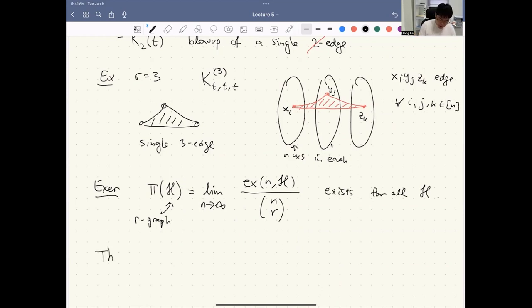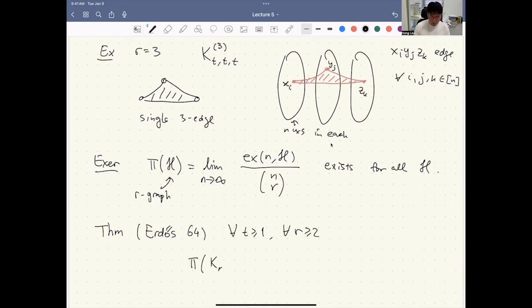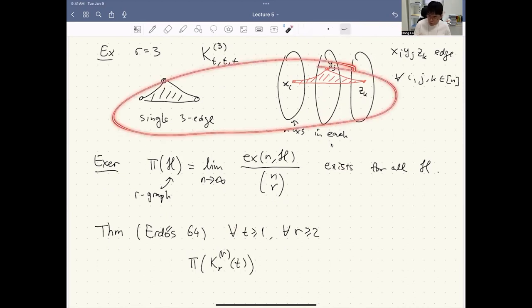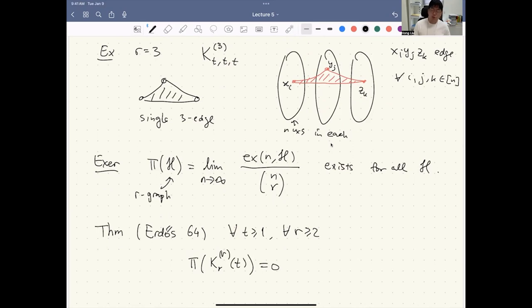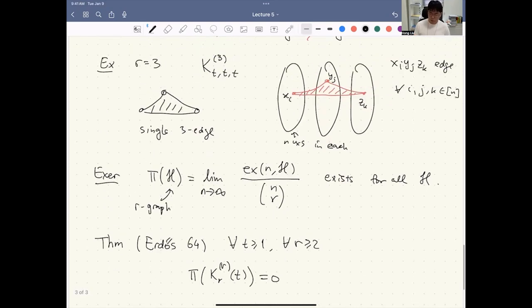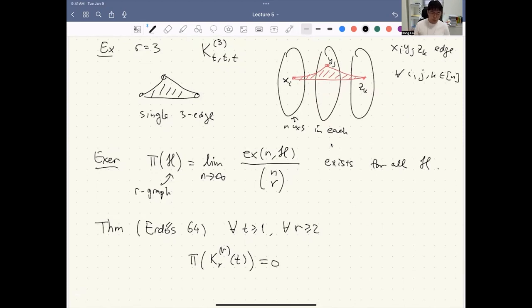Second of all, the generalization is this one. This is a theorem of Erdős back in the 60s, who proved that for every t at least 1, and for every r at least 2, the Turán density of the r-uniform hypergraph, this is the superscript, the t-blow-up of a single r-edge, this is the r equals 3 case, is 0. So if you take r equal to 2, we recover the degenerate case of Kővári–Sós–Turán. The proof of this is not too complicated, but let's do it later when we handle degenerate Turán-type problems. Let's assume this result for now and try to prove a supersaturation result that we mentioned last time.